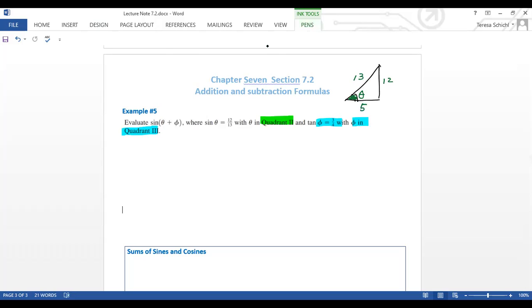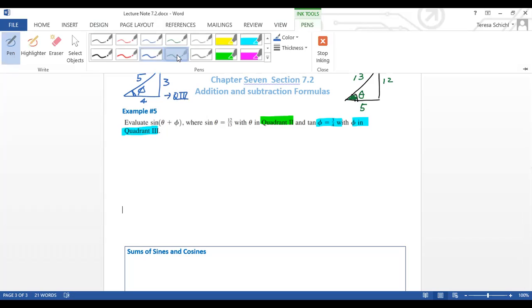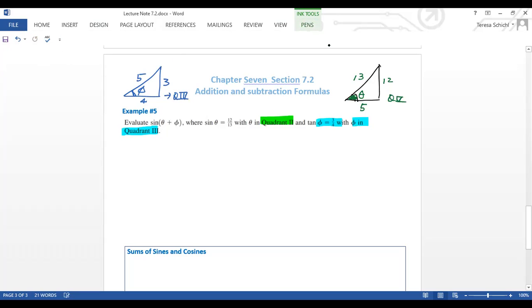Okay, now let's take a look at phi and the other triangle here. This is my angle phi. The tangent of phi is 3 over 4. So tangent is opposite over adjacent, so this is 3 over 4. So 3, 4, what is the Pythagorean theorem? The hypotenuse is 5 here, right? Now this is in quadrant 3, so this is quadrant 1, 2, 3. Let's be careful.